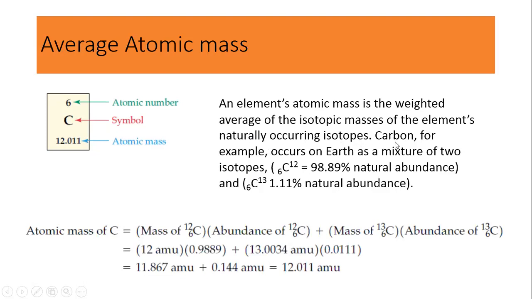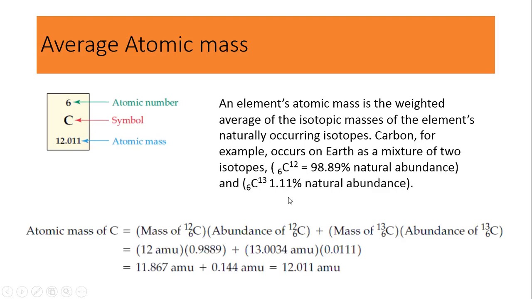Let's suppose, in the case of carbon, for example, it occurs on the earth as a mixture of two isotopes. One is carbon 6 12, as we have discussed before, with an abundance of 98.89%. This is naturally present on the earth. And the other isotope is carbon 6 13. Its abundance is much less compared to carbon 6 12, and it is only 1.11% natural abundance present on the earth.